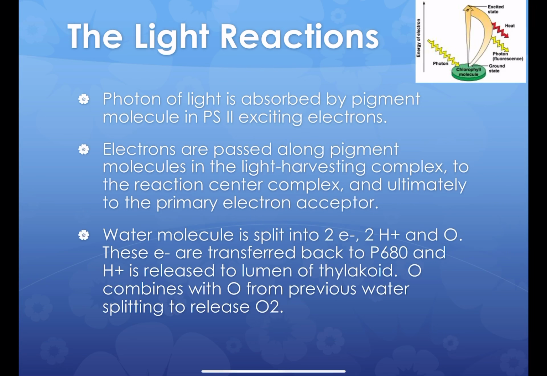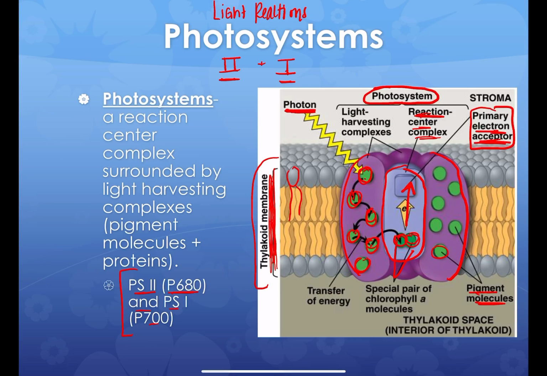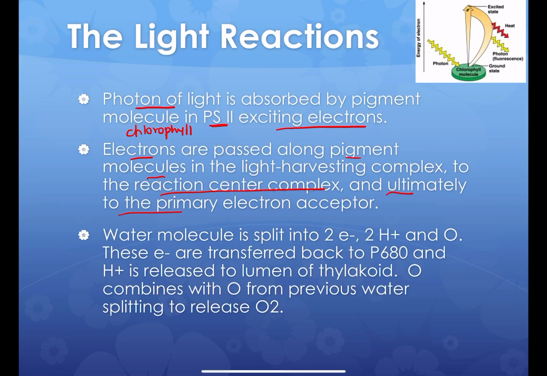This is kind of the same thing I just said, only in word form. So I'm going to walk through it in word form. So the photon of light is absorbed by pigment molecules. Those pigment molecules are like our chlorophylls, okay, and carotenoids or any other accessory pigments, in photosystem 2, which excites the electrons. These excited electrons then get passed along the pigment molecules to the reaction center complex, that was this light purple part in the middle, and then ultimately to the primary electron acceptor. That's what we just said.